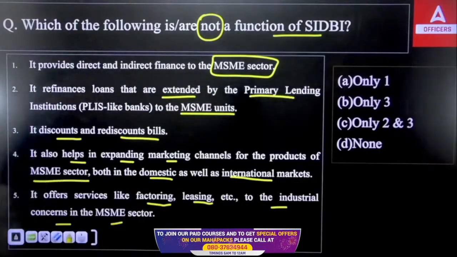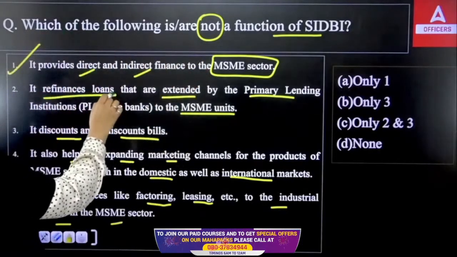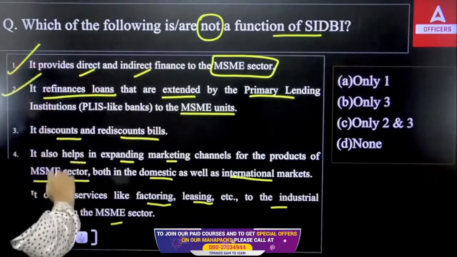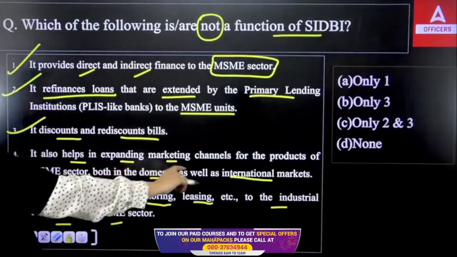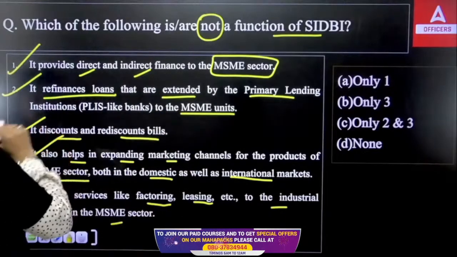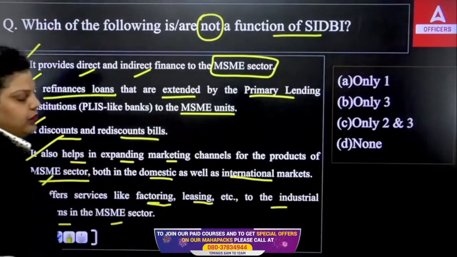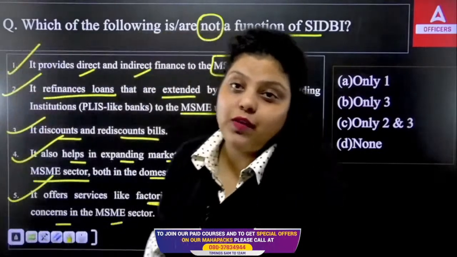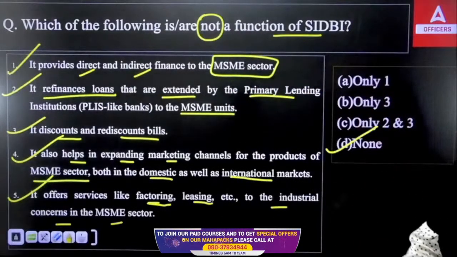So it's very obvious it provides direct and indirect finance to MSME, true. Second, it also provides refinance loans to the MSME units, true. It provides discount and rediscount of bills, correct. It also helps to expand marketing channels for the products of the MSME sector. This is also true. It provides factoring, leasing, both are true. So that means all are functions of SIDBI. So the right answer will be none of the above, because all are functions.